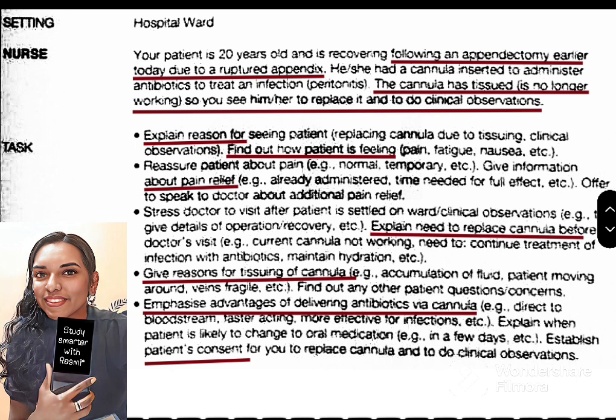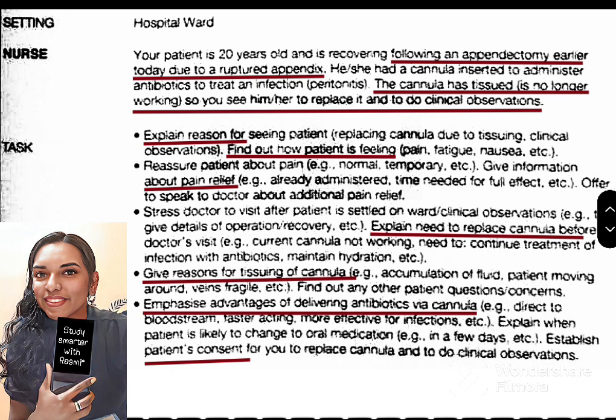Are you getting my point, Mr. John? So like that, you can give all information together. The patient's answer will be, yes sister, I can understand. Then you can ask, do you have any more doubts or any concern? The question will be, could you please explain to me why this cannula got tissued?